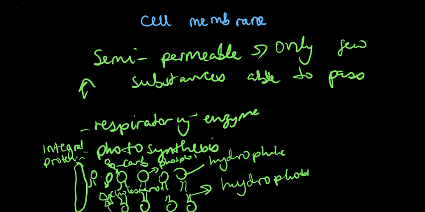Bilayer because it has two layers. This is the second layer, this is the first layer. And in between the layers, we've said you can find integral proteins, you can find cholesterol, you can find carbohydrates, you can also find phospholipids that are part of the bilayer. Another thing that we are going to talk about is the pili.